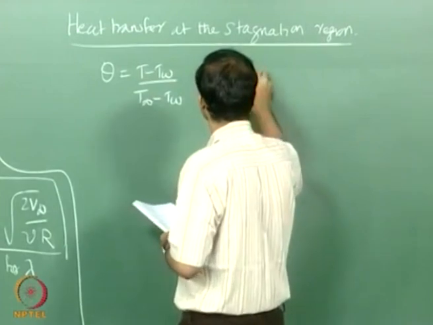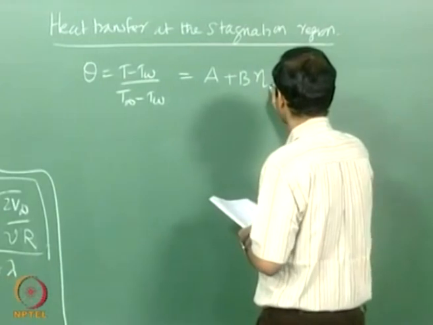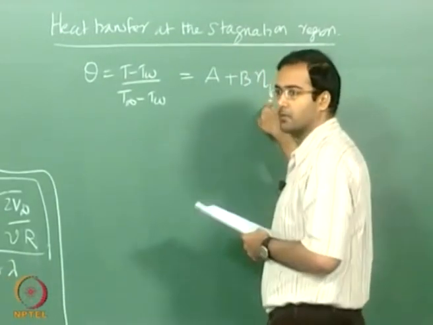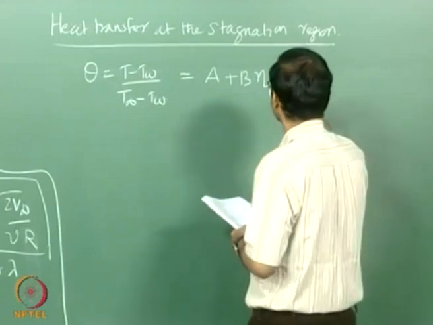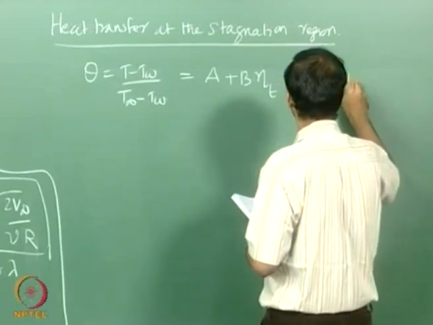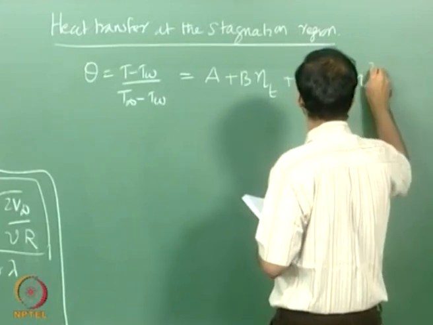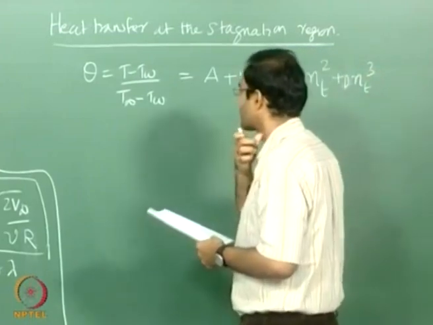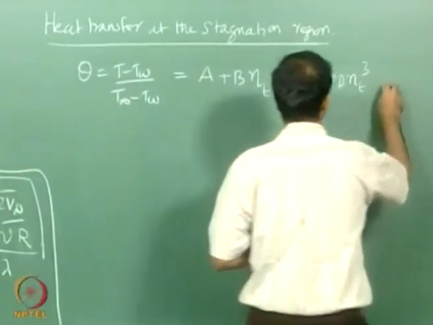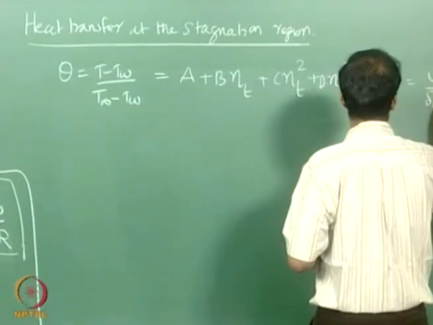So this can also be assumed to be a function of some eta t, which is a non-dimensional coordinate corresponding to the thermal boundary layer. Okay, so let us assume a cubic polynomial. We have 4 coefficients to be determined, and here eta t is nothing but y by delta t.